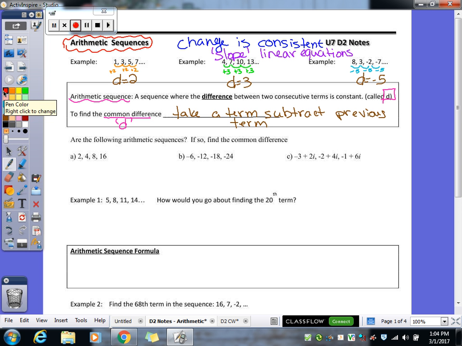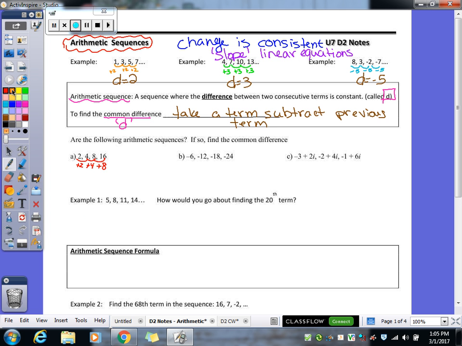So next we have, are the following arithmetic sequences? If so, they then want us to find the common difference. So let's take a look through here. How do I get from a 2 to a 4? Could add 2. How about for 4 to 8? Add 4. And then 8 to 16? Add 8. Is that consistent?